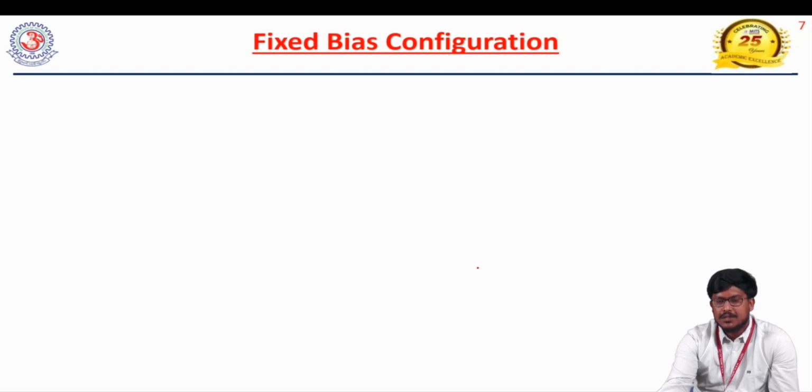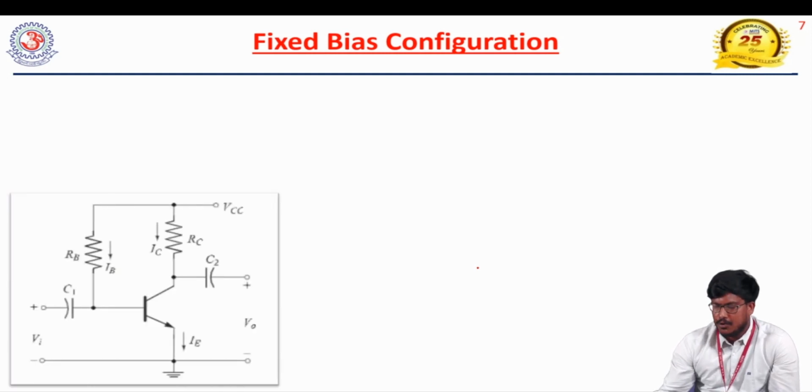How exactly this fixed bias configuration will be done, and the circuit, and how the analysis is going to be done. So this is the circuit how we represent the fixed bias configuration. Here this is the transistor. This terminal represents base, this is collector, and this terminal represents emitter. And this is an NPN transistor, so the current flow is indicated in this direction, which indicates it is an NPN type of transistor.